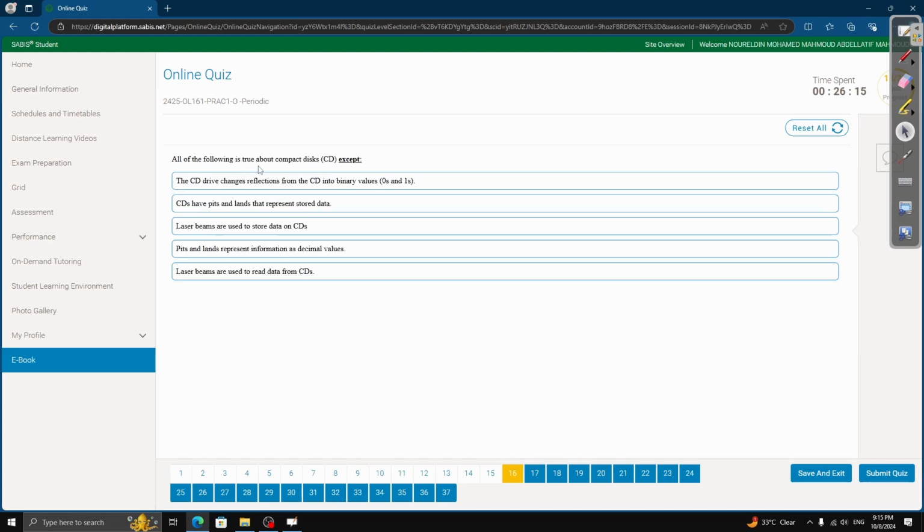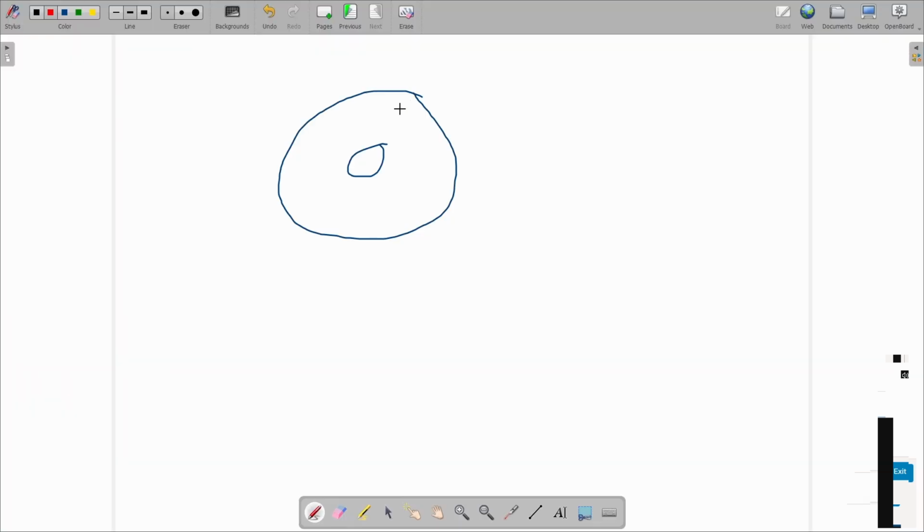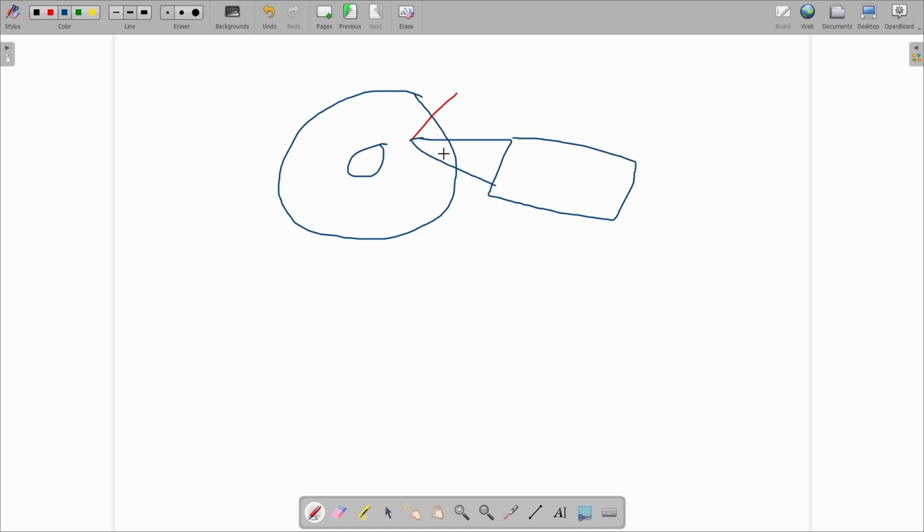All of the following is true about compact discs, except. How CDs basically work is a laser is shone onto the disc, and on the discs there are tiny, microscopic pits and microscopic lands. When the laser is shone into the pits, it will cause the light to diffuse. Thus, when the laser is shone back into the sensor, it will represent a 0.